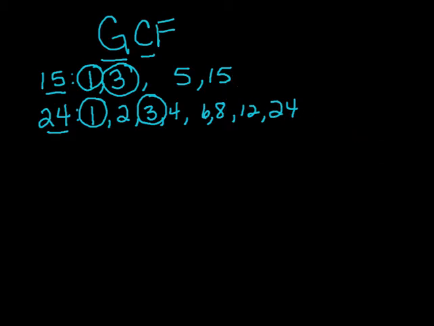And it looks like that is all the common factors that I have. So now I need to see which one of these numbers that I circled is going to be the greatest or the biggest. And that's going to be 3. So the greatest common factor of 15 and 24 is 3.